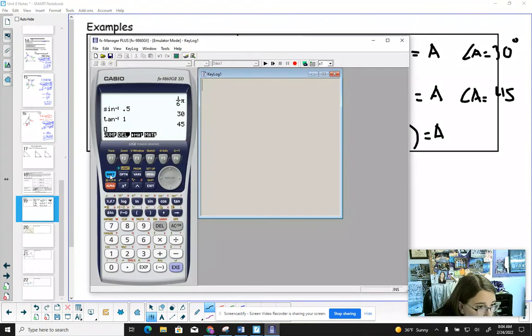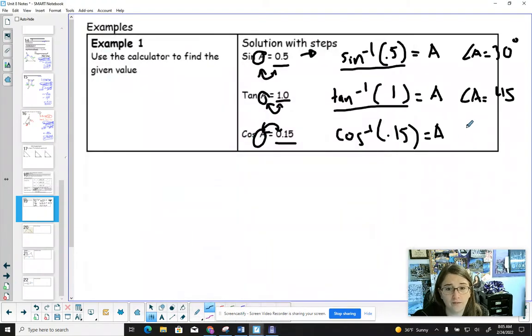Okay, so I need inverse, so I'm going to hit shift. Cosine, 0.15, enter. Should have gotten 81.3. We're going to round that to one place. We'll go ahead and go 81.4. Angle A equals 81.4.